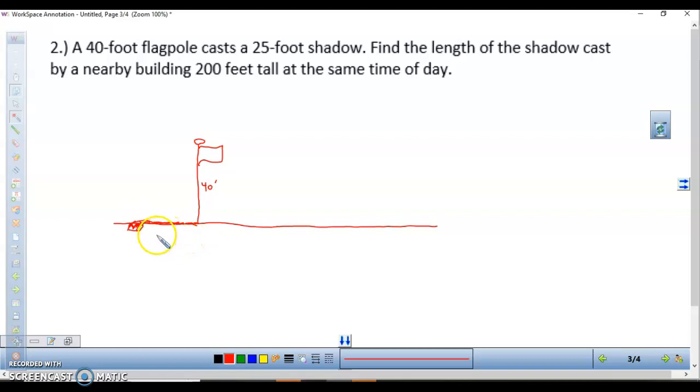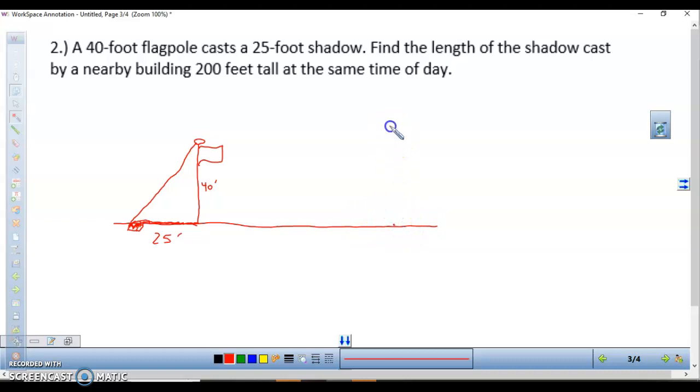The shadow is 25 feet. And then we'll make this nice triangle like we had in the previous problem. All right. And I could have drawn it a little straighter, but we get the point. All right, and you've got a nearby building, and it's 200 feet tall. We want to know the length of its shadow.